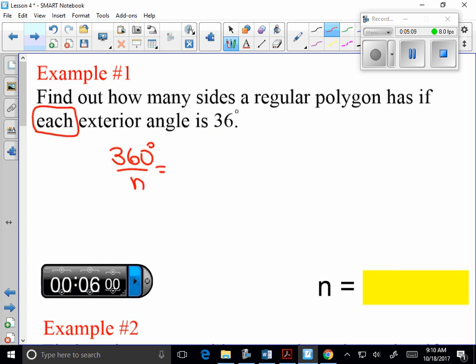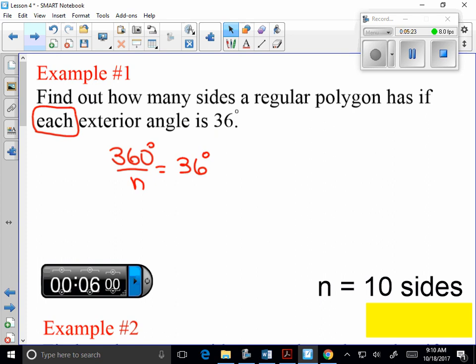So if I take 360 divided by the number of sides, I should get the measure of one of those exterior angles. Well, 360 divided by what gives me 36? 10. Yeah. So this is a decagon, has 10 sides.